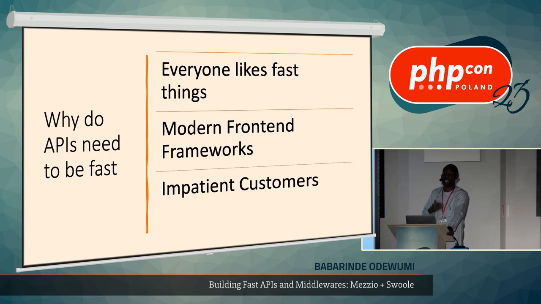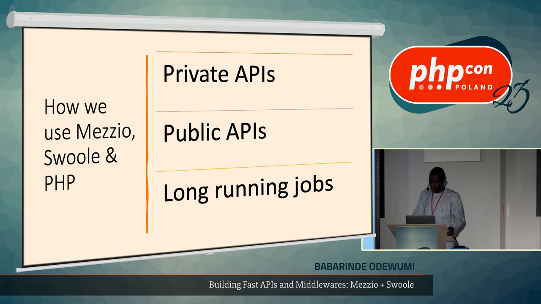So the need for the APIs to be fast cannot be overemphasized. Then of course you have impatient customers who don't want to wait forever. We live in a world where if it doesn't click and respond, then I'm out. So APIs really need to be fast, and that demand continues to increase as we grow.